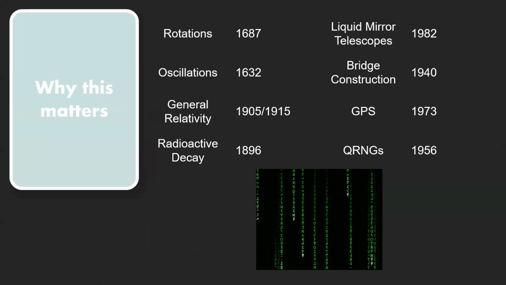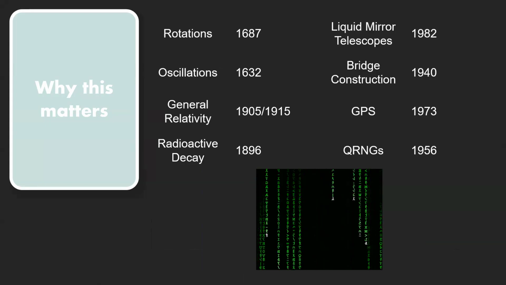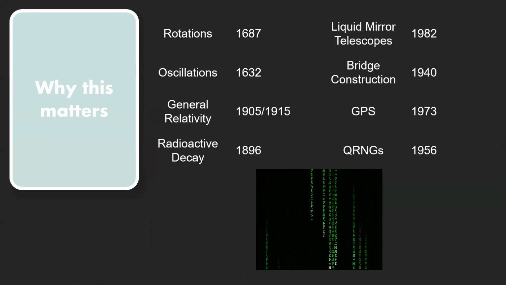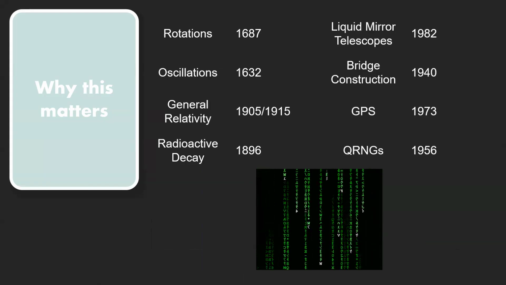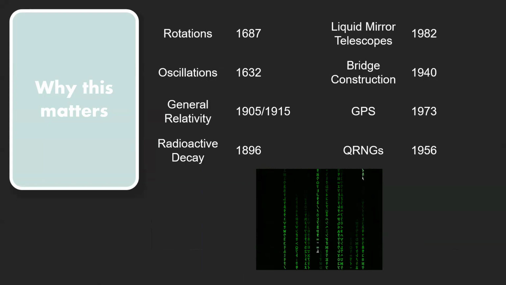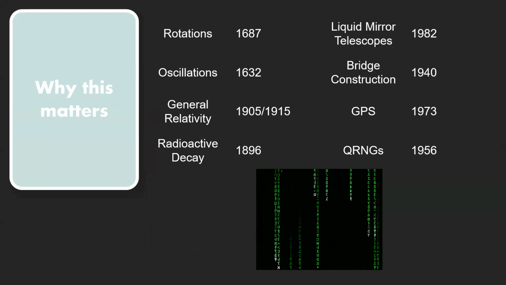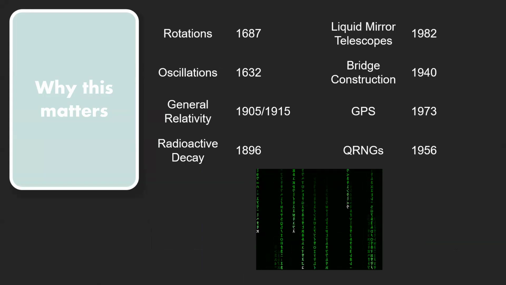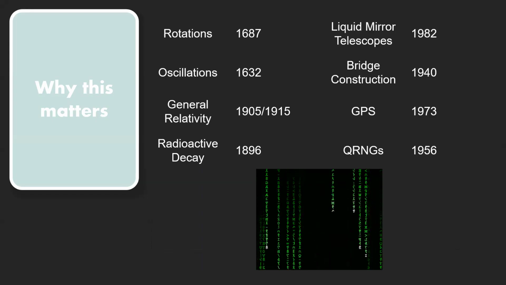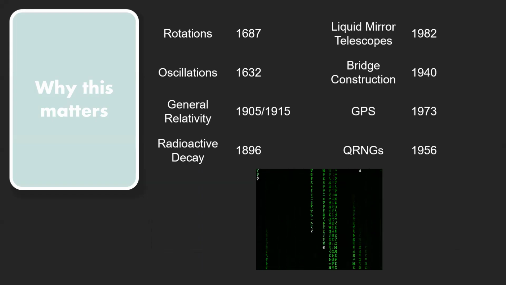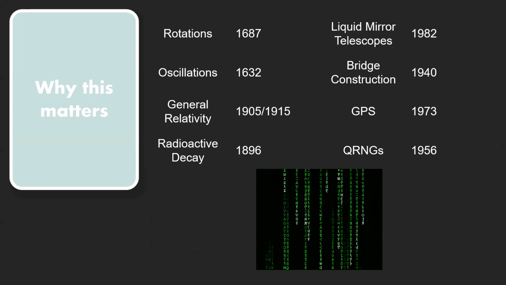And to me, I don't like this idea that science needs to be practically useful all the time. I don't think it should impact our daily life all the time because, as we've seen, rotations were understood by Newton in 1687, and then 300 years later, we created liquid mirror telescopes. And for example, radioactive decay was discovered, and then we developed random number generators out of it. So it's kind of like a big snowball.